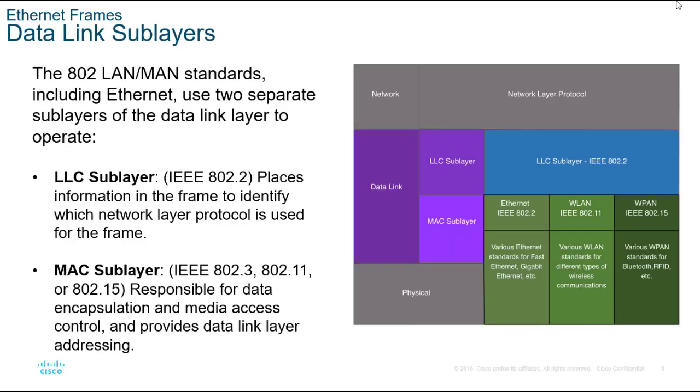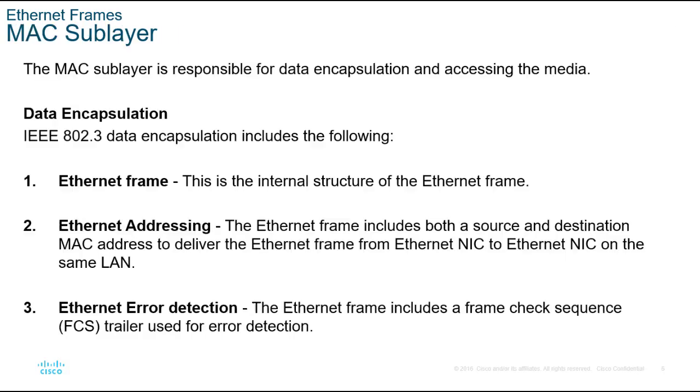To quickly review the functions of the LLC and MAC sublayers, the IEEE 802.2 LLC sublayer interfaces between the upper and lower layers. The LLC layer's main job is to add information to the Layer 2 frame, whether the network protocol in use is IP version 4, IP version 6, or some other Layer 3 network protocol. The MAC sublayer of the data link layer is in the hardware and takes care of data encapsulation, data link layer addressing, and media access control, hence the name MAC sublayer.